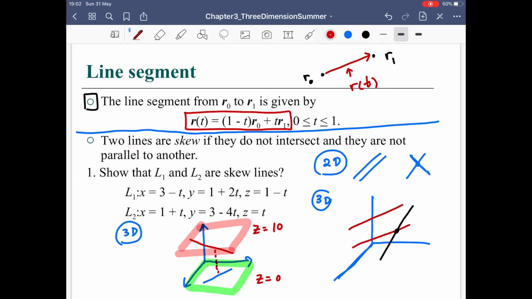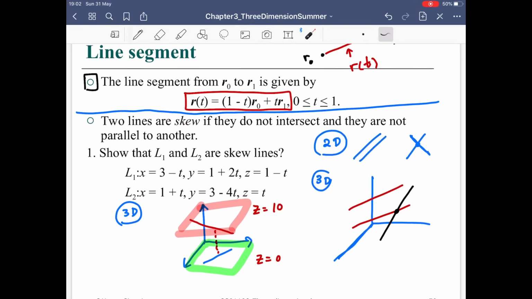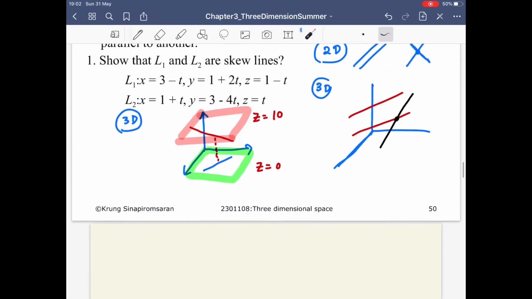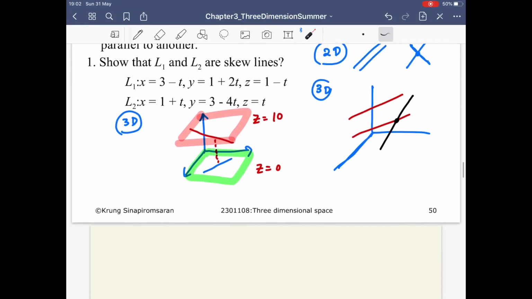So it means that the red line up here and the blue line on the floor will never meet, right? They are not going to intersect each other, and they are not parallel. So if lines are not parallel and do not intersect, we call these two lines skew. So let us show that the two lines given here are skew lines.